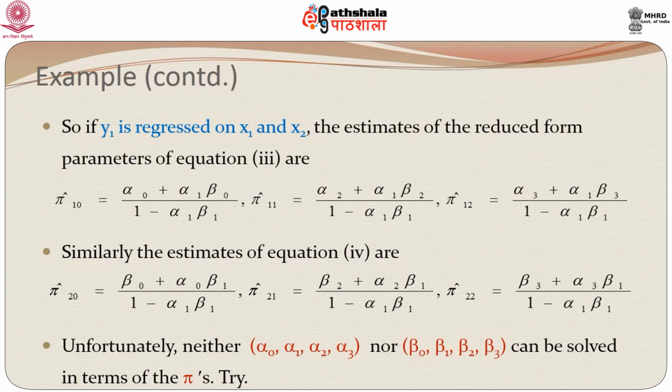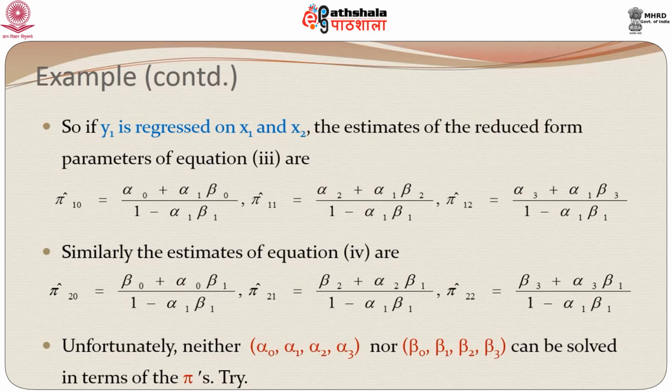Can we solve them? Unfortunately, no. So, if we cannot solve them, we cannot extract the structural form parameters alpha naught, alpha 1, alpha 2, alpha 3 and beta naught, beta 1, beta 2, beta 3 from the reduced form parameters of pi hats. You can try this and see that this cannot be solved. So, we have a problem of identification in this case, and we cannot estimate the parameters.